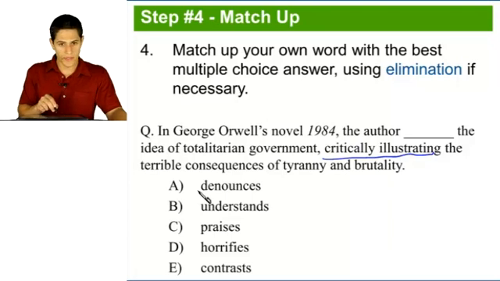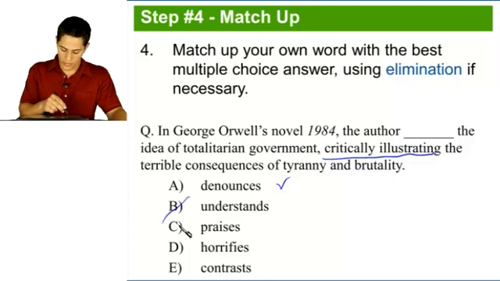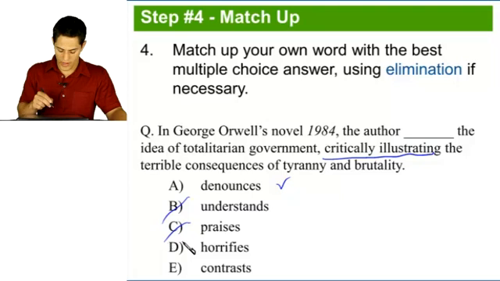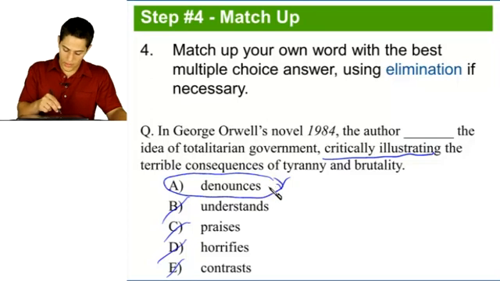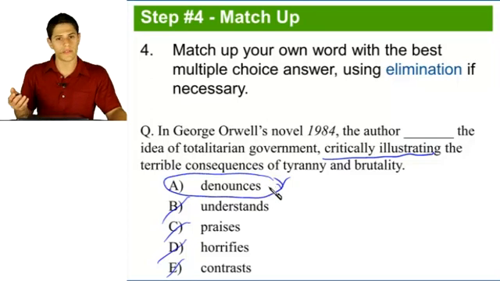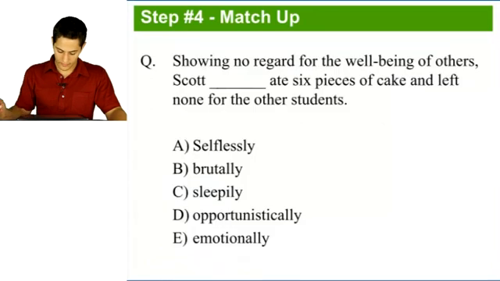A, denounces. That's a method of criticizing. B, understands. No. C, praises. D, horrifies. Again, no. And E, contrasts. We're left with A, denounces. Notice how similar this is to the word criticizes. Let's move on. In this example, let's take another look at what kind of words we can fit in the space.